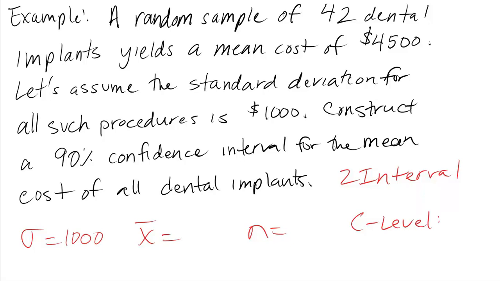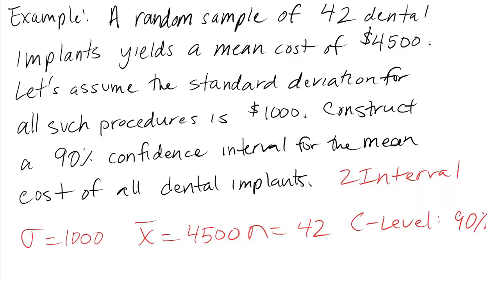X bar is the mean of the sample. It says this random sample yields a mean of $4,500. So X bar is 4,500. N is 42. We identified that when we saw that the central limit theorem applied. And here we were told to use a 90% confidence level. 90% is another one of those values that we can't really estimate with the empirical rule, so it's good that we have the calculator.